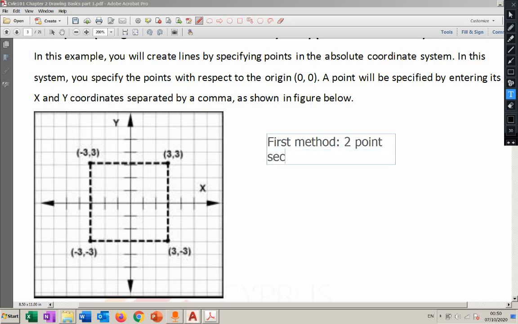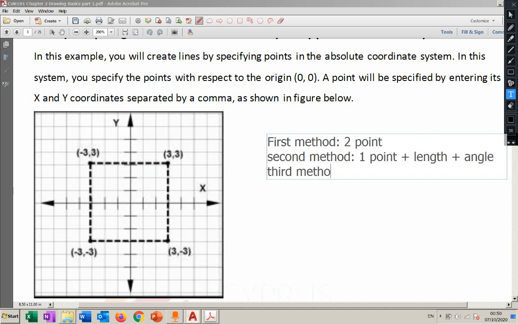The second method, we need a point, so 1 point plus length plus angle. The third method that we have there is going to be 1 point plus delta x plus delta y. I mean the difference between x and y.